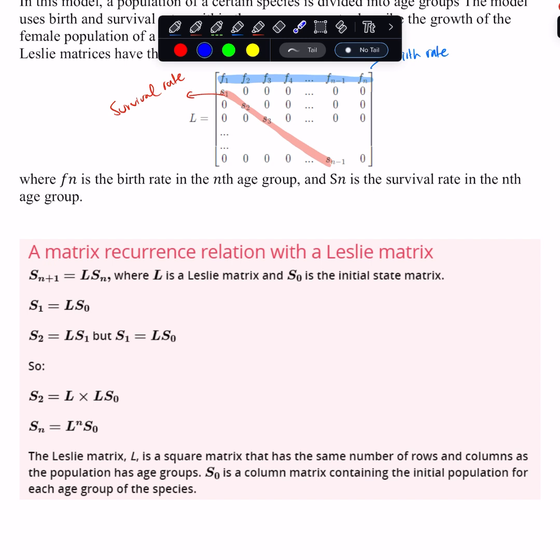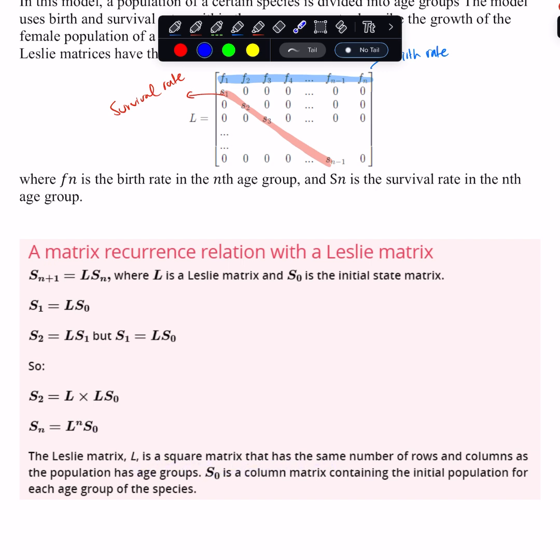So in other words, if I want to find the nth number for a particular year or a particular iteration, I basically just take the Leslie matrix and raise it to the number that I'm looking for, and then I multiply by the initial state matrix.